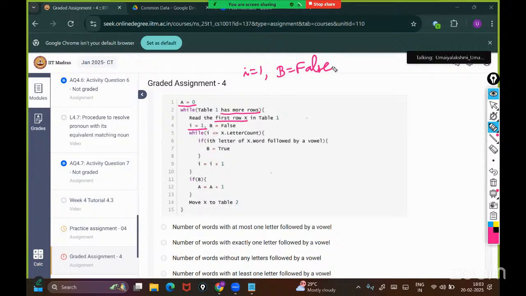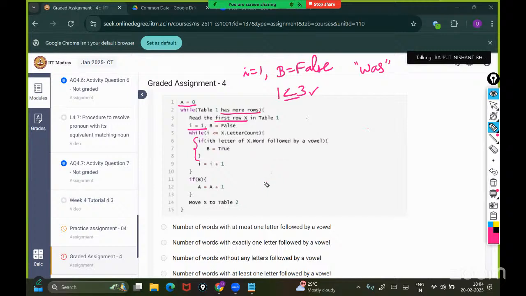After which we are taking the first element from that particular word. Then we are checking that with I is less than or equal to 3. Let's say we are taking "was" as a word. So I, that is 1, is less than or equal to 3. The condition is satisfied, so it will enter into this condition check: whether the ith letter of X dot word is followed by a vowel.